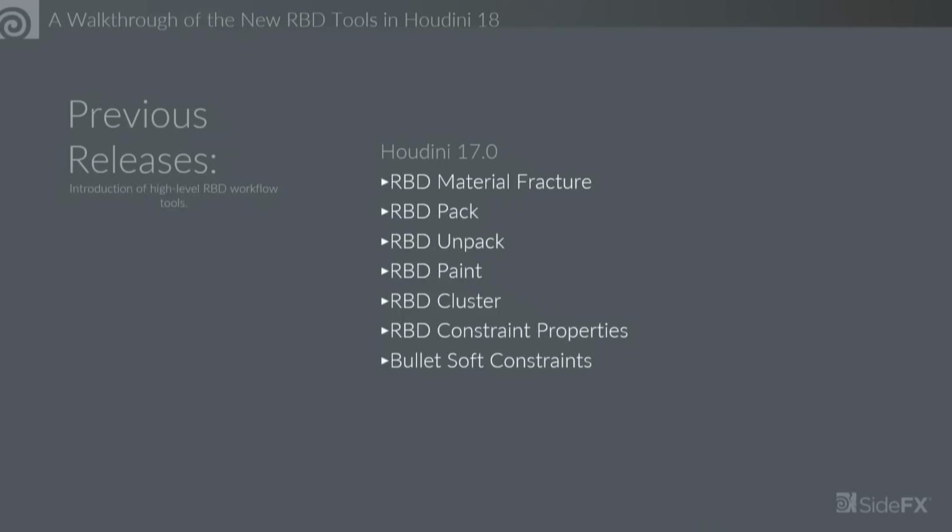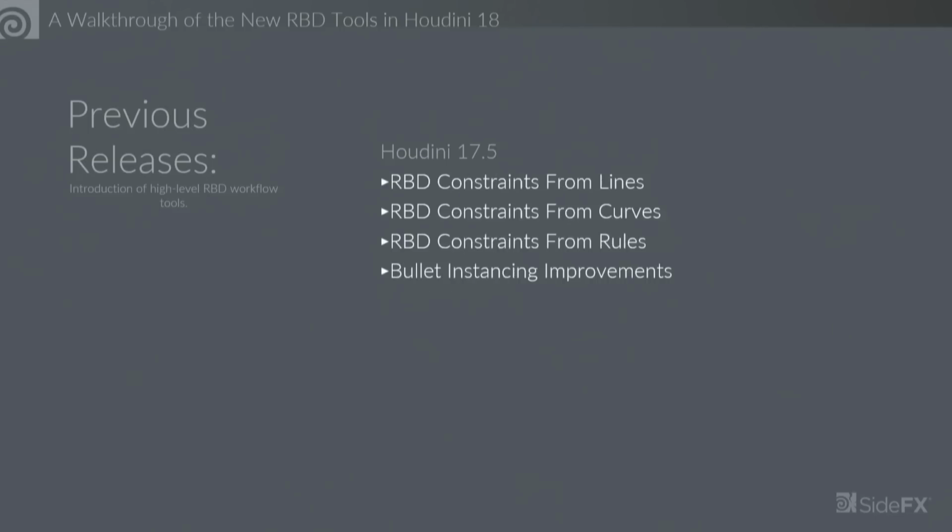Bullet also got some improvements. Glue constraints are a lot faster. A new Bullet soft constraint dock was introduced, which gives much better results than the dastardly spring constraints.